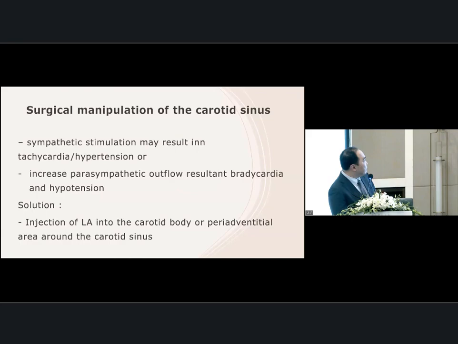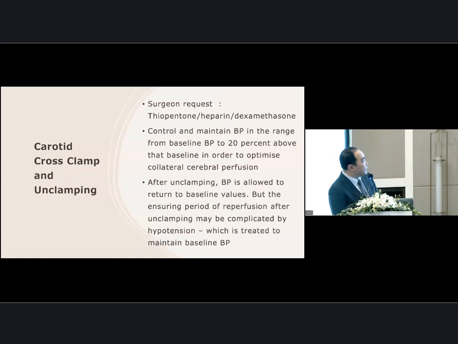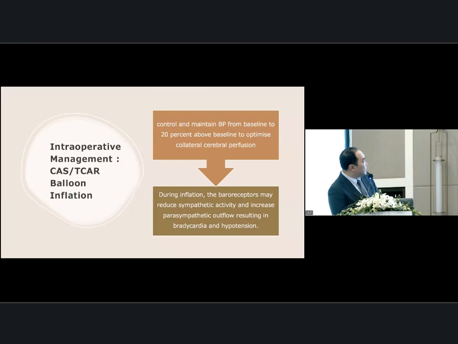A few things that are important while you're manipulating the carotid sinus, be aware of the tachycardia or the bradycardia that can happen, and sometimes giving local anesthetic may be important. When we do cross-clamping, I would generally ask for thiopentone, heparin, and a bit of dexamethasone, and to bring up the blood pressure by about 20%. And after unclamping, communicate with the anesthetist to bring the blood pressure down. If you're talking about stenting, also be aware that balloon inflation can cause sympathetic discharge and parasympathetic flow, causing bradycardia and hypotension. So having atropine around is important.